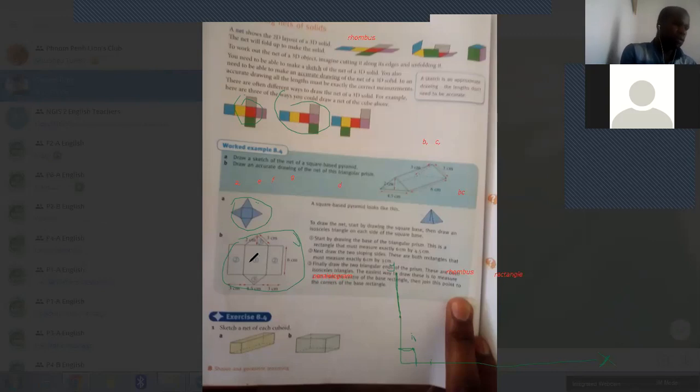On page 46, we are going to sketch a net for each cuboid. Which of these could be the net of a cuboid? Number 3, number 4, number 5, 6. I think up to number 6 only, and we end there. So it is a very easy piece of work that we have today.